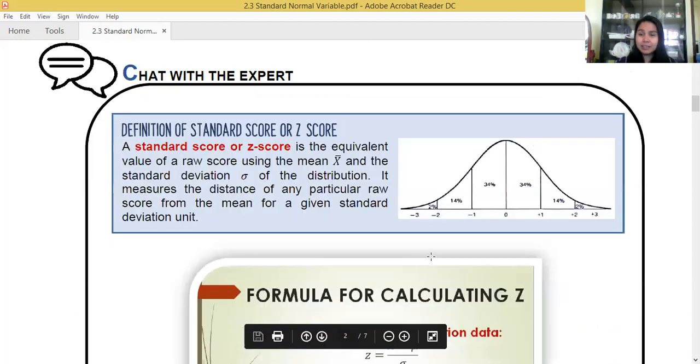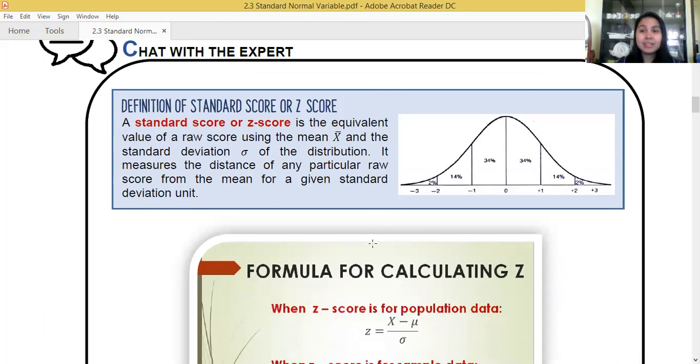Now let's define a standard score or a Z-score. The standard score or Z-score is the equivalent value of a raw score using the mean. We symbolize the mean as X bar and the standard deviation as sigma of the distribution. It measures the distance of any particular raw score from the mean for a given standard deviation unit.